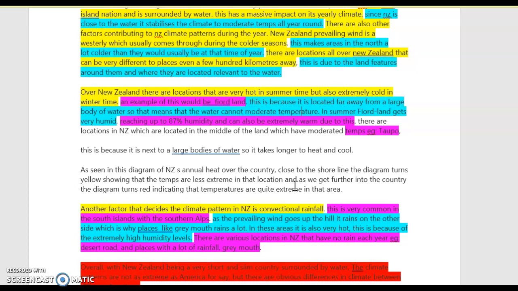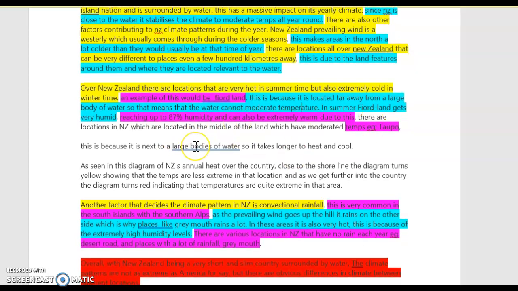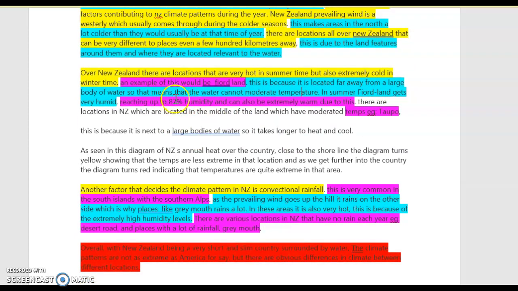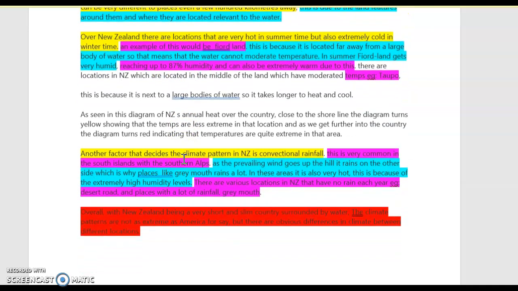I would have chosen a place like Alexandra in Central Otago, or places that are further away from large bodies of water to use as an example. So this person here, you'll know who you are, let's change that from Fiordland to somewhere else. Then he gives an example of the type of humidity as well, which is really good. So the purple is another example.